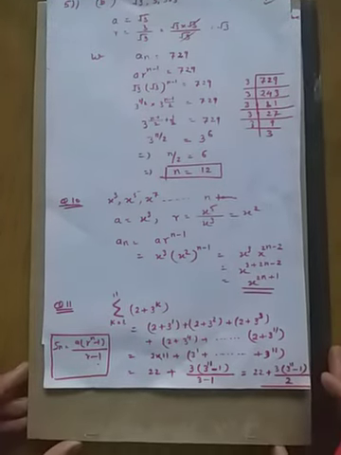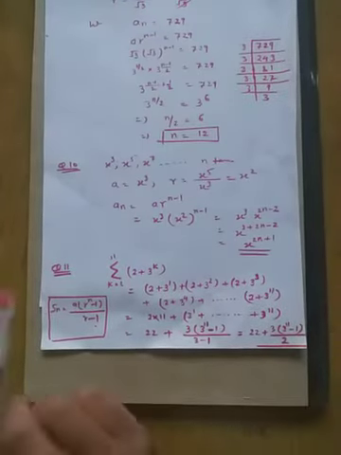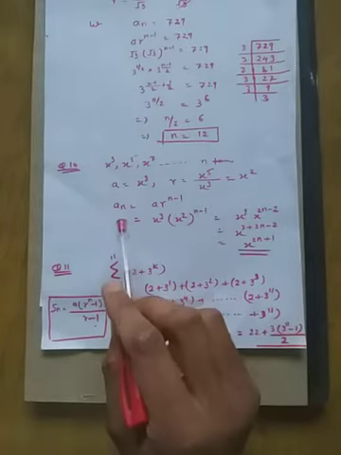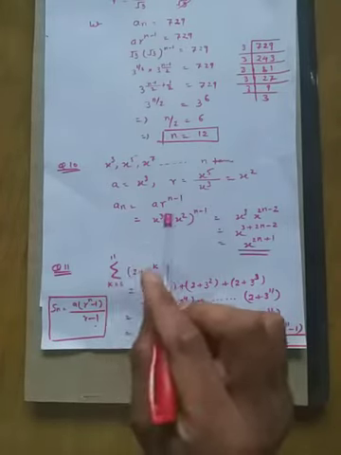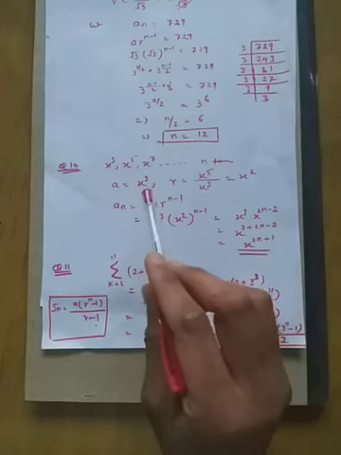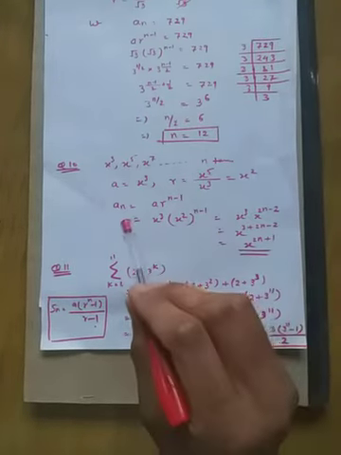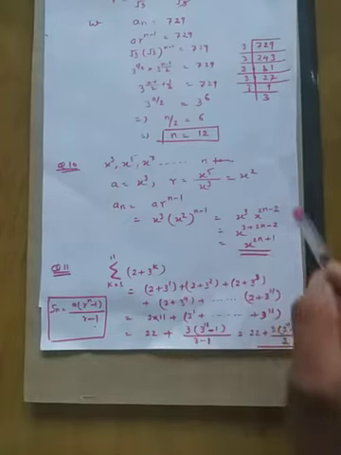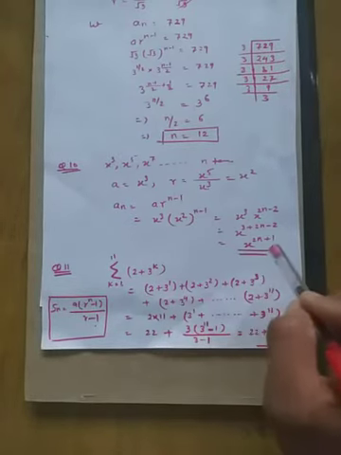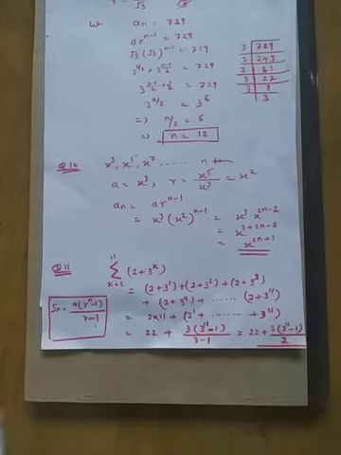Now come to the question number 10. In this question, we have to find out its nth term. A equal to x cube, r equal to x to the power 5 upon x cube equal to x square. Therefore, an equal to ar to the power n minus 1 equal to x to the power 2n plus 1.